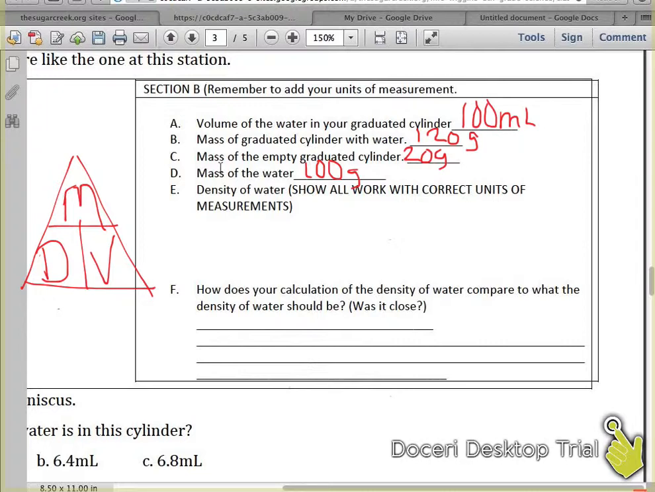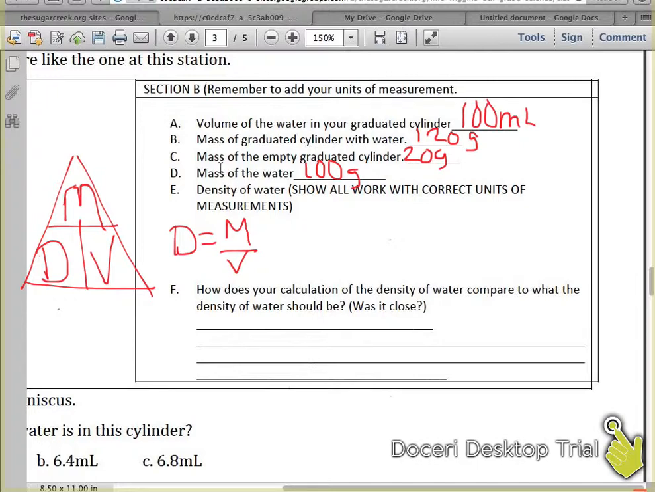Now, showing your work. All of you had Mr. Torrance last year, so you know the importance of showing your work. Showing your work starts off with the what? The formula. What's the formula for looking for density? Density equals mass over volume. Good. D equals M over V.